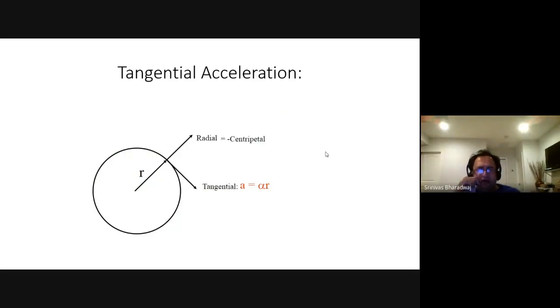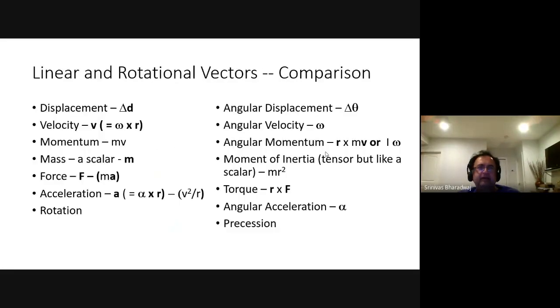Tangential acceleration is alpha times r, alpha cross r. Therefore notice all this terminology, tangential, radial; you must note it very clearly. Alpha cross r is the tangential acceleration, and the total acceleration is the vector sum of the radial and the tangential acceleration.